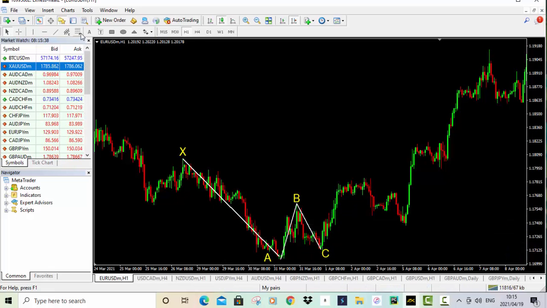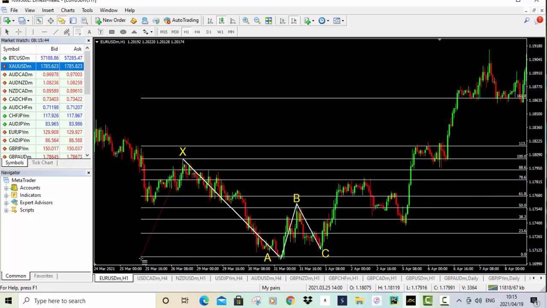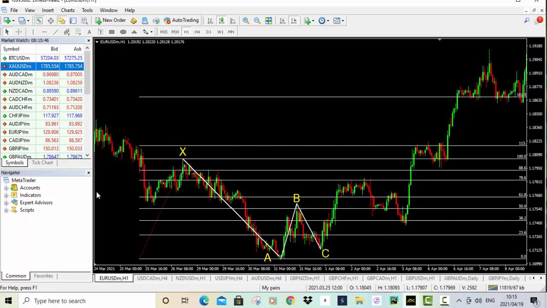From my X here to my A at the bottom there, we are looking for 88.6% retracement there. We didn't meet the requirements for it. So you see, this became invalid. The minute that happened, it was invalidated.